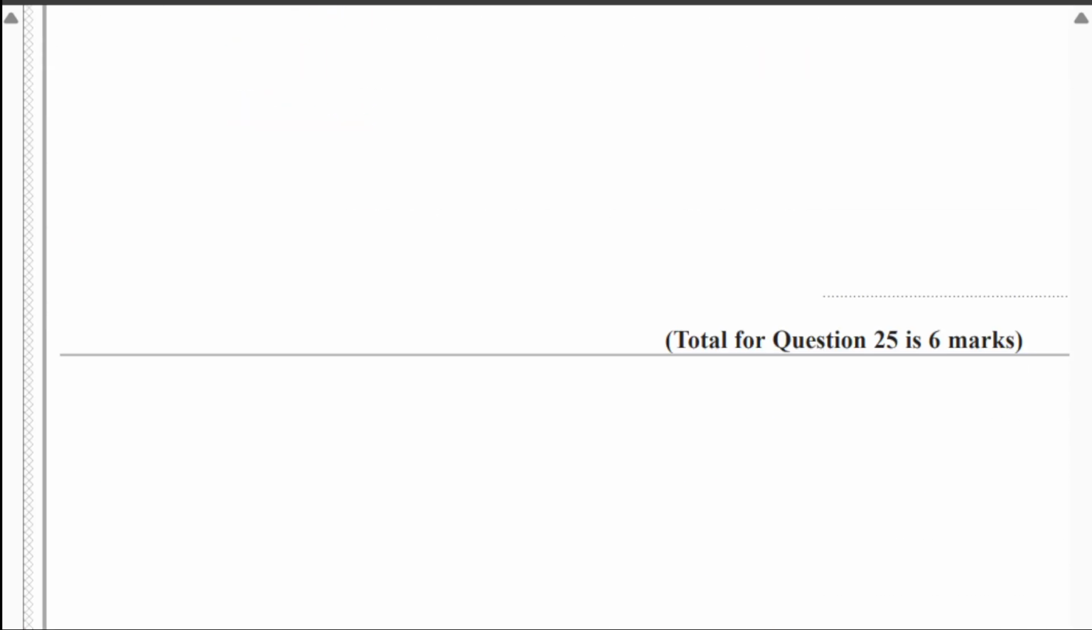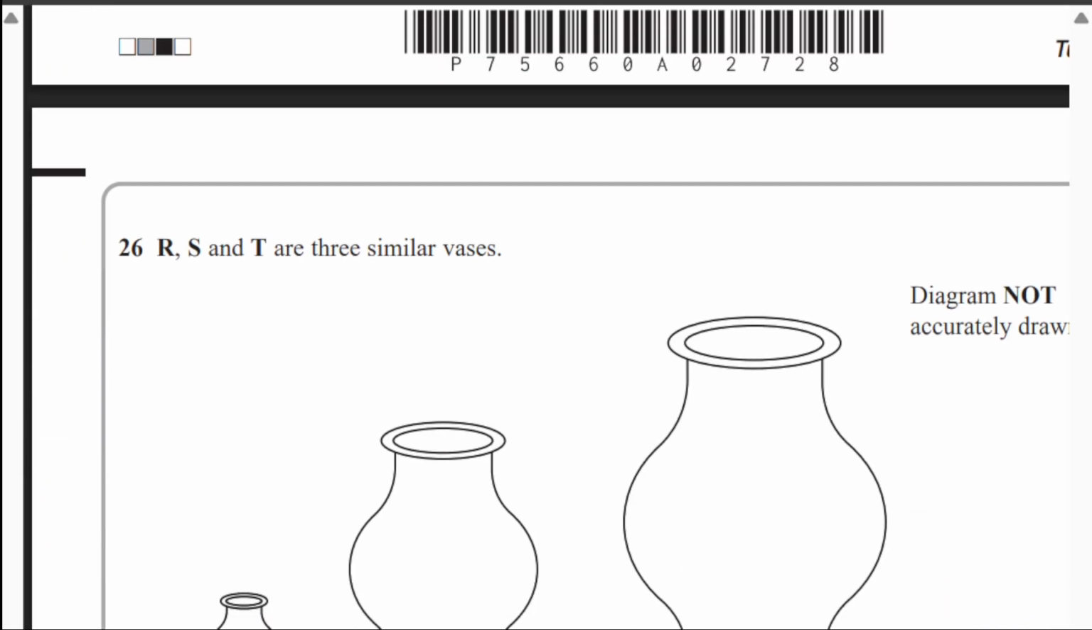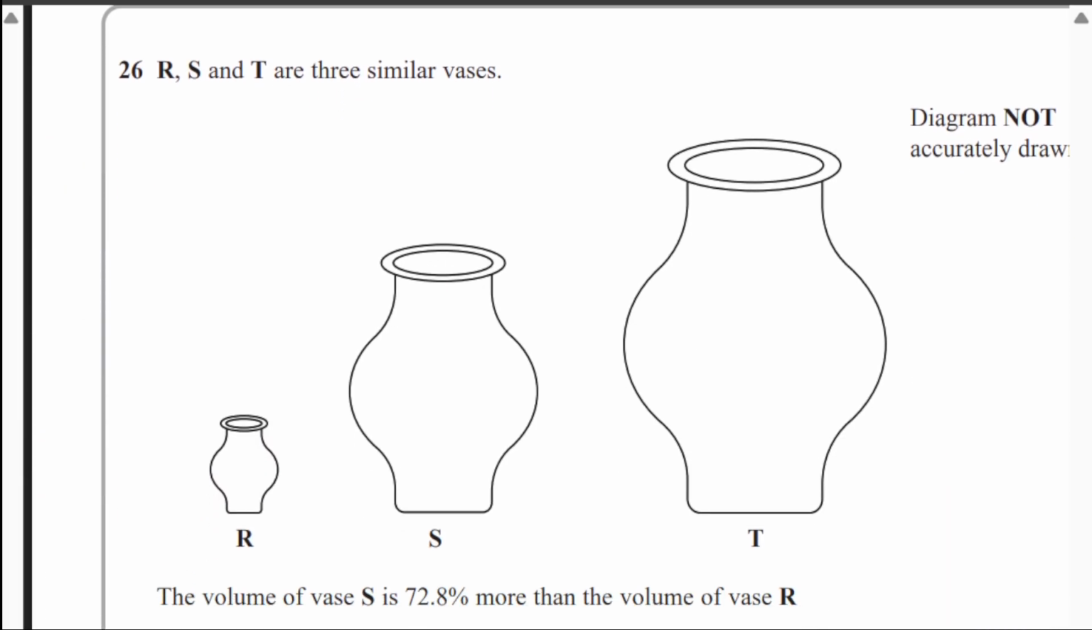They gave you 2 pages to solve this. That's good. All right. Now let's go to question 26. That looks fun.